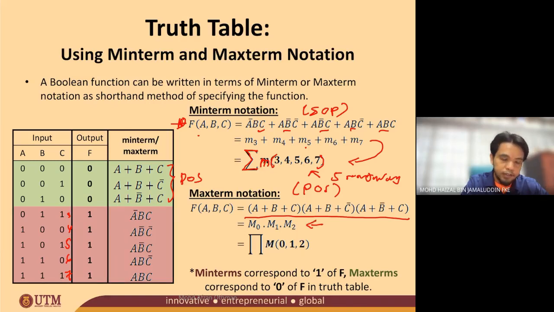The right way of writing is like this, using the capital M and the numbers representing 0, 1, and 2. So M0 multiplied by M1 multiplied by M2. And to shorten the way of writing further, you can use the pi big M, 0, 1, and 2.